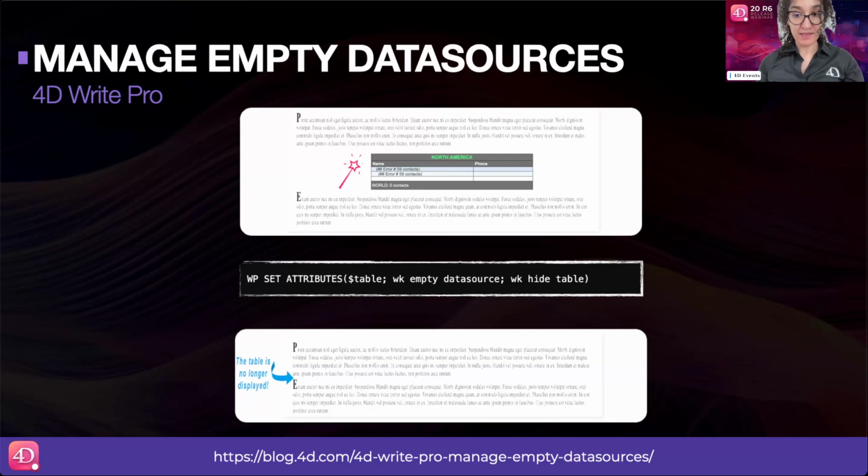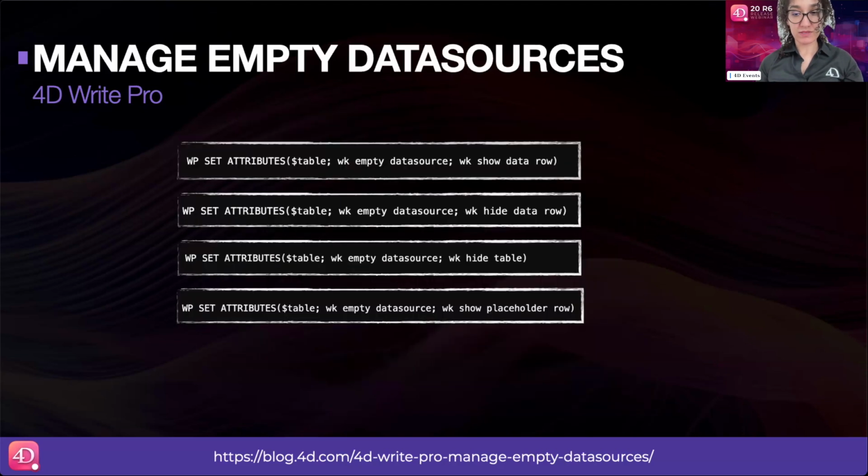Okay, but this is not just about hiding a table. This new attribute allows you to precisely define how a table behaves when its data source is empty, offering 4 powerful options. The first option is show data row, the default setting. In such a case, the table will appear with its header and an empty data row. Second, we have hide the data row, keeping the header and the footer rows but hiding the data row itself. Hide the entire table.